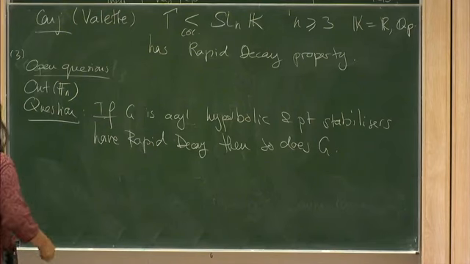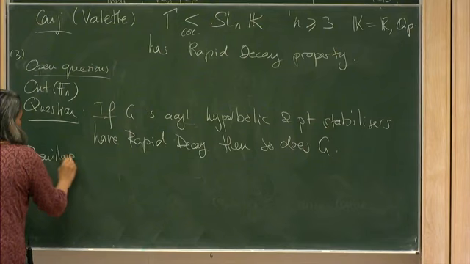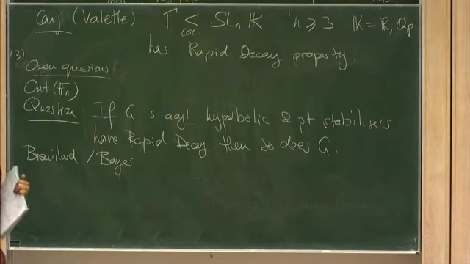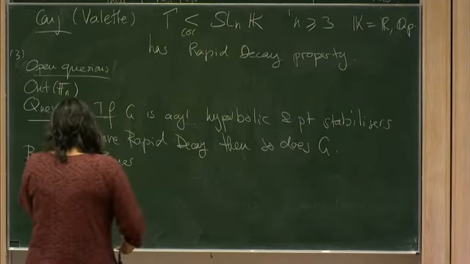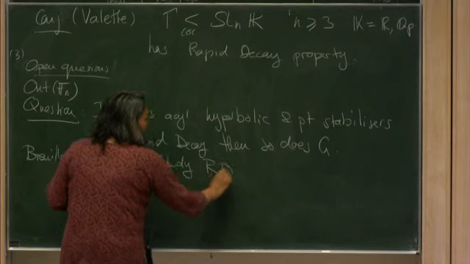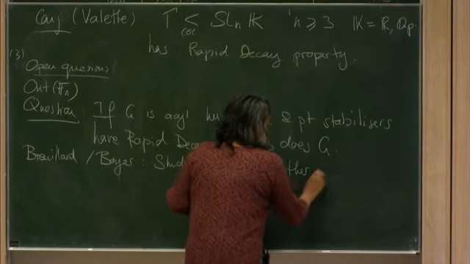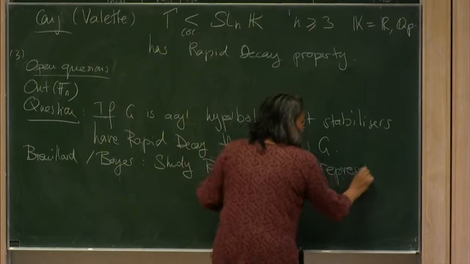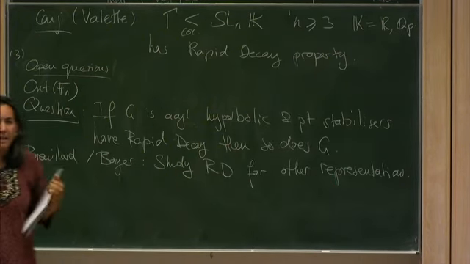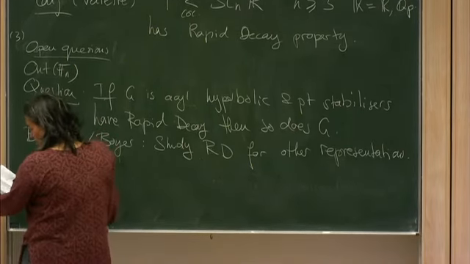What Breuillard already suggested in 2005, and that Adrien Boyer, who's a student of Christophe Pittet, started, is to study rapid decay for other representations. For instance, Uri Bader's unitary representation that he discussed yesterday.